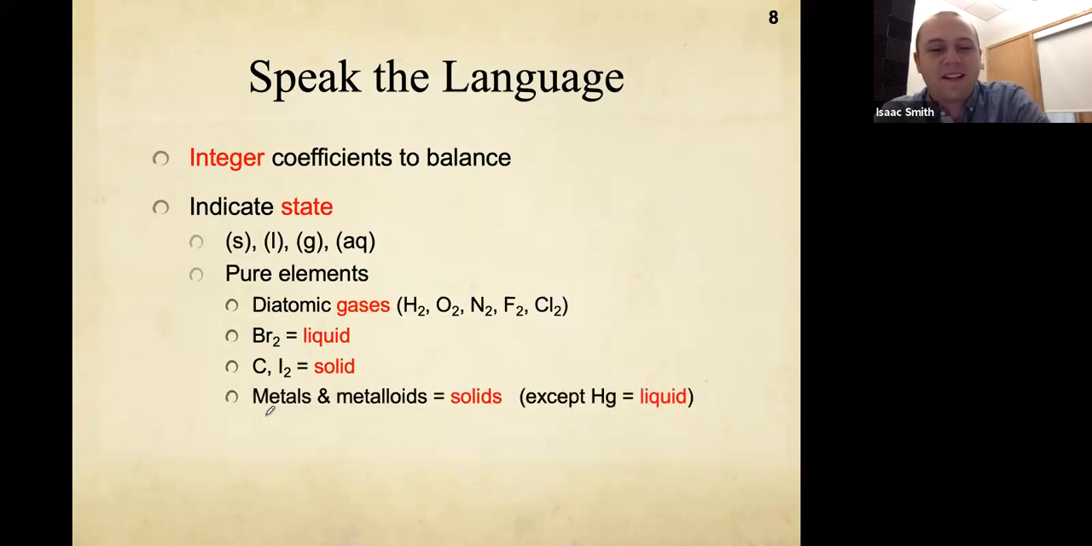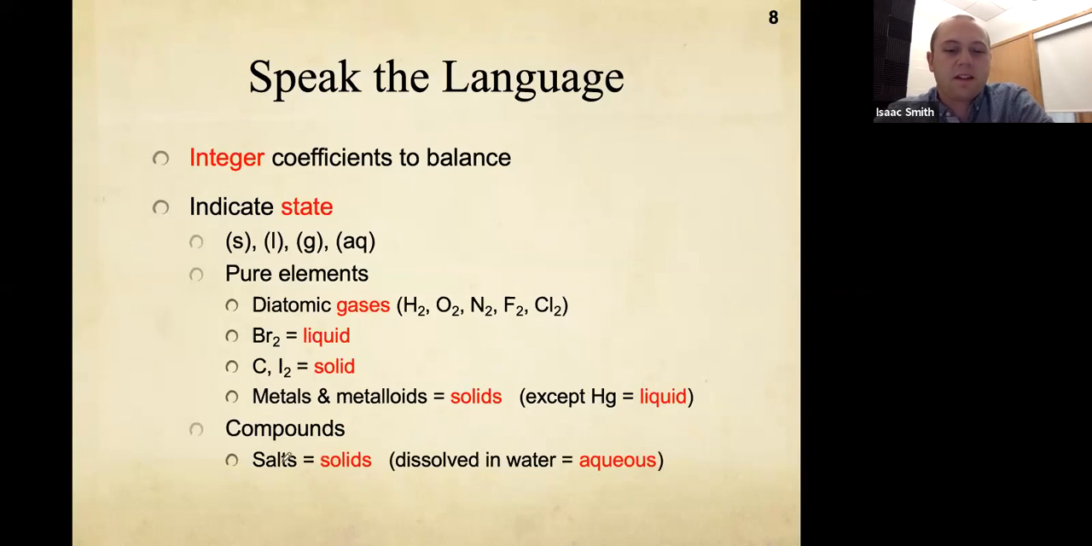Moving on. So metals and metalloids. Those are going to be solids almost always. Mercury is the exception. That's the liquid metal. I don't know if you've ever seen mercury. It's in thermometers and stuff like that. Well, it used to be. They don't really use it anymore too much in thermometers.